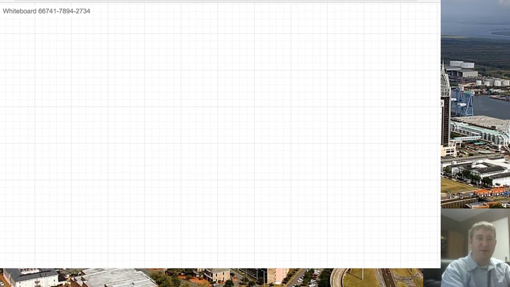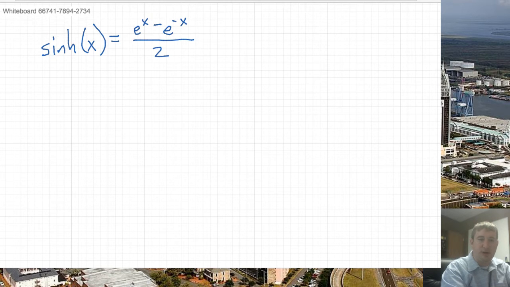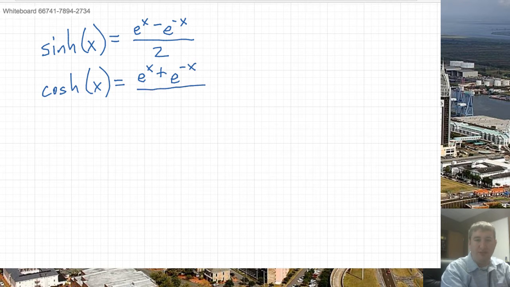So since we've defined a hyperbolic sine, and I'll write that again for us, e to the x minus e to the negative x divided by 2. We've also got a hyperbolic cosine, which is the same thing but with a plus. It might make sense to define tangent and cotangent and all those other similar things. So we'll go ahead and do that as well.